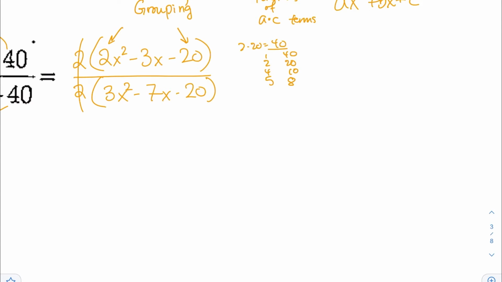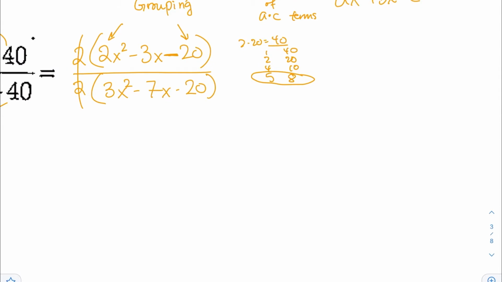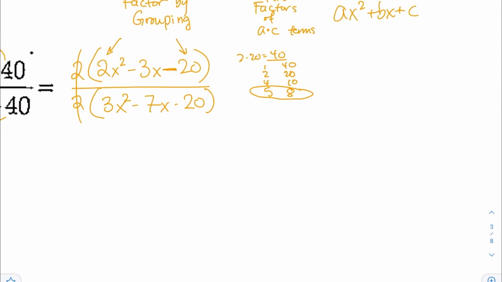So you see that -3x come in right here. This 5 and 8. Because this is actually negative, you can get -3 by doing -8 and +5. So you'll rewrite 2x squared minus 3x minus 20 as 2x squared plus 5x minus 8x. And this is how you get that -3, that middle term there. And you still want to subtract the 20.